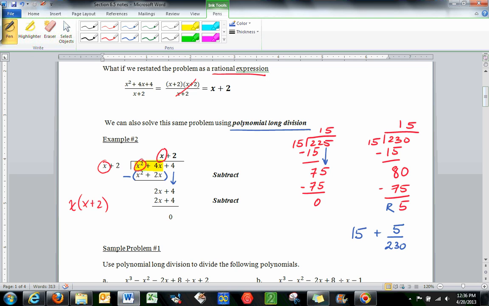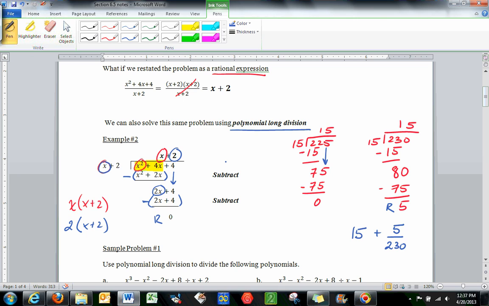Again, I need to figure out what do I need to multiply times x to get a 2x. And so we're going to add 2 there. So again, we're going to be distributing 2 times x plus 2, which is going to give us the 2x plus 4. Lastly, I have to subtract those parts and distribute the negative. So that's going to leave me with a remainder of 0. And so you can see here the fact family. x plus 2 times x plus 2 gives us x squared plus 4x plus 4.